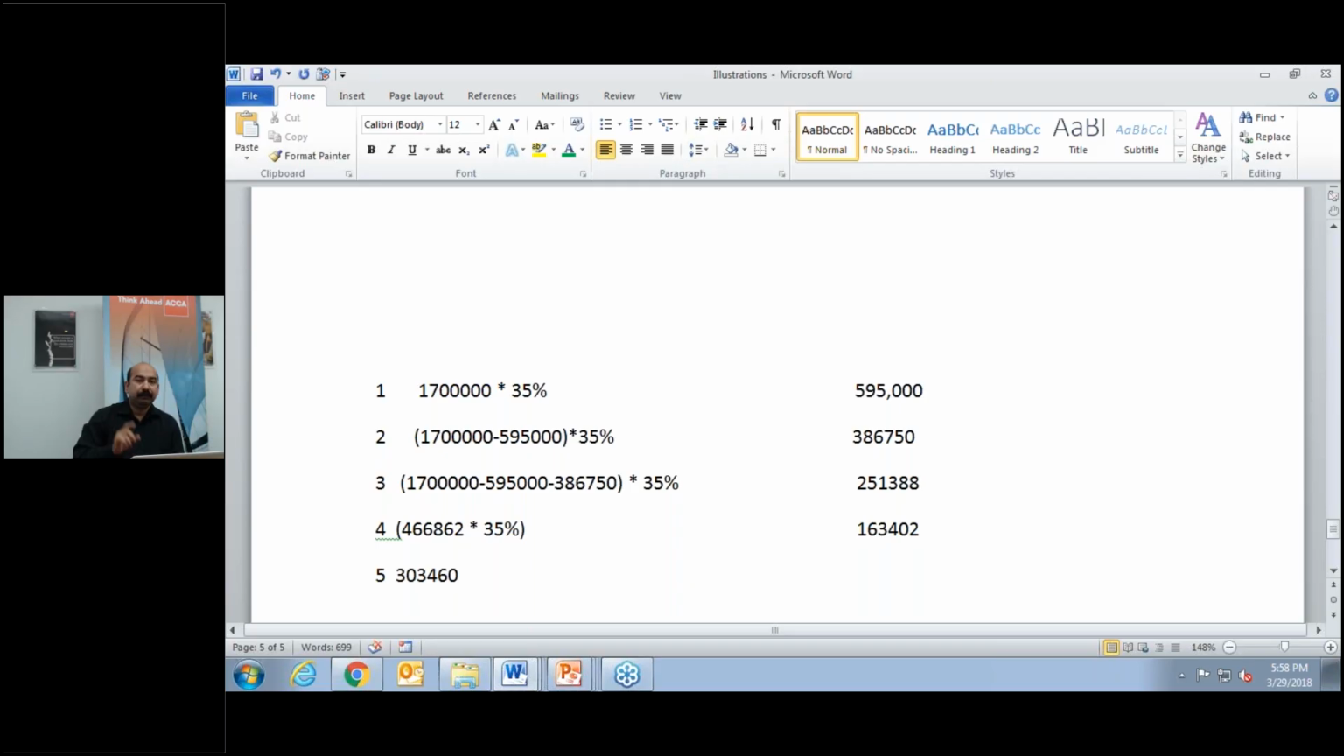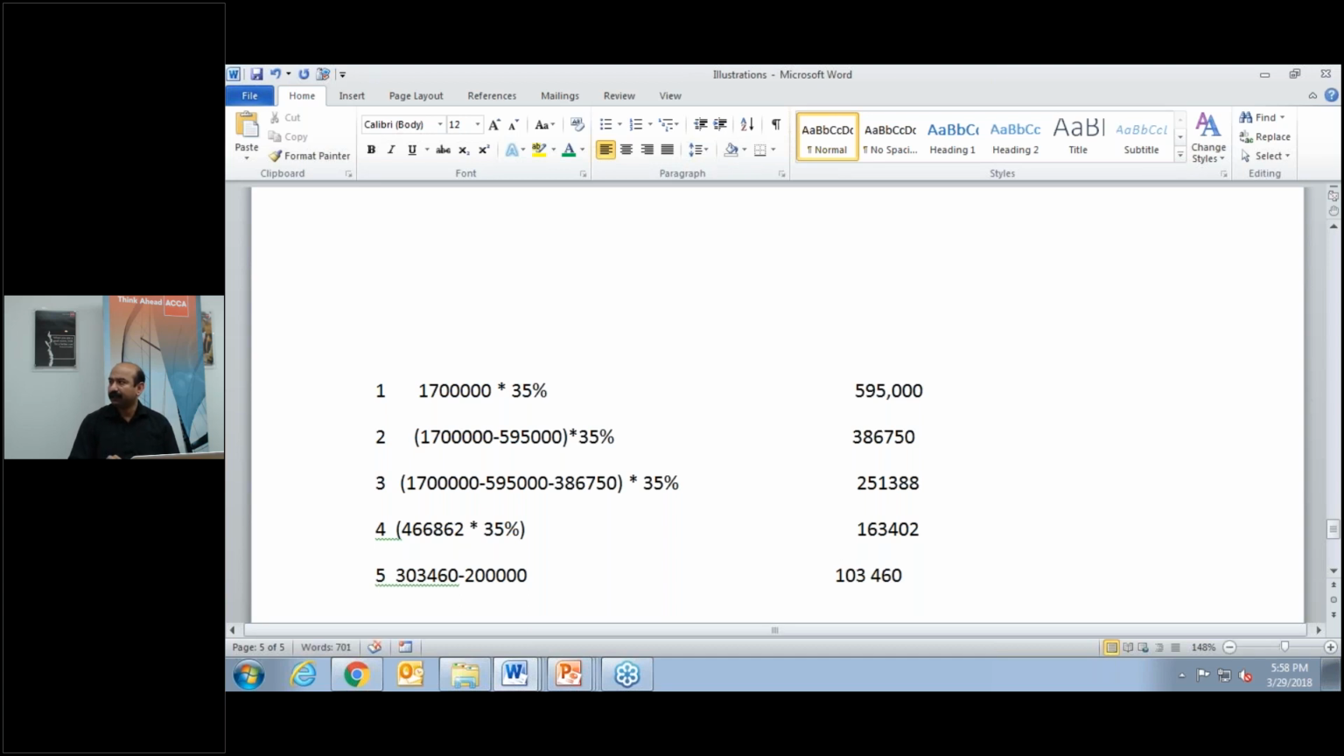303,460. Remember, in the reducing balance method, in the last year, we have the opening net book value. We will deduct the residual value from this amount. This will give us the depreciation for the last year in case of reducing balance: 103,460. So this is the small point which you need to remember.